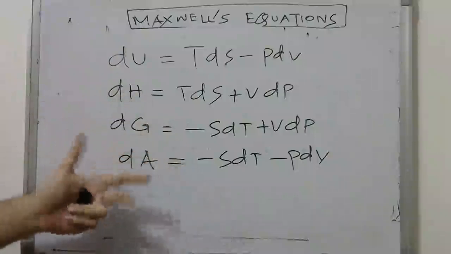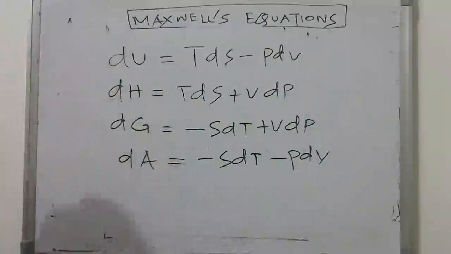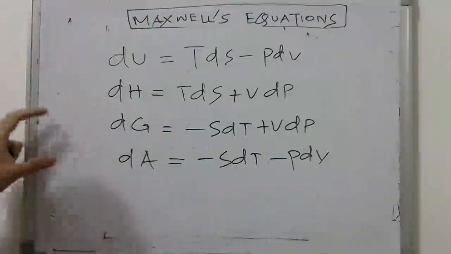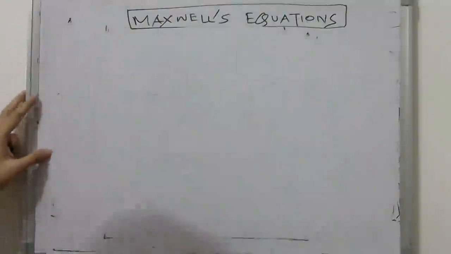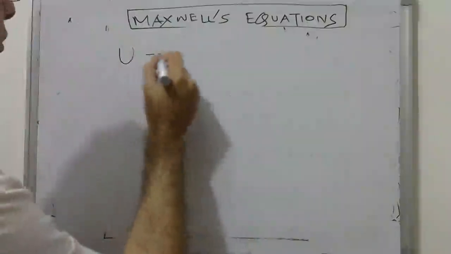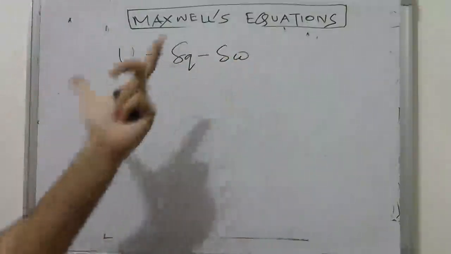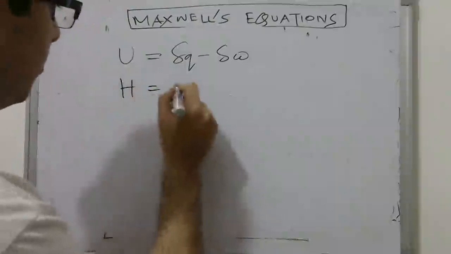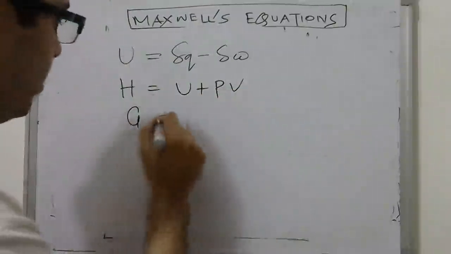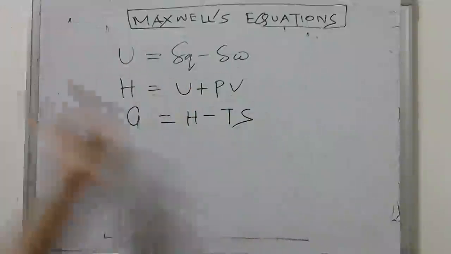In case you don't want to memorize these relationships, I'm giving you a cheat sheet. Just follow this logic. You have to remember only one equation. All the equations will come from them. The equation you need to remember is del Q minus del W, which is the first law of thermodynamics. H you have to remember, U plus PV, and G you have to remember, H minus TS. If you just remember these three, everything follows from here.